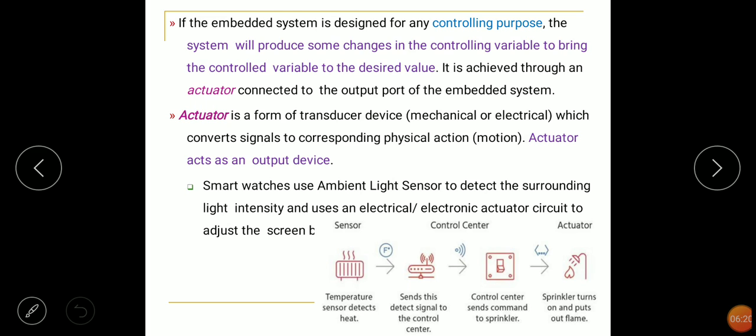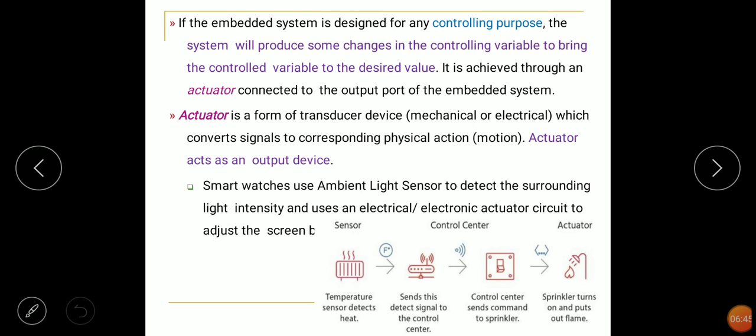Here the temperature sensor detects heat and sends this detected signal to the control center. Control center sends a command to the sprinkler. Sprinkler turns on and puts out the flame. So this is another example, for temperature detection. According to the temperature detection, the actuator is going to take the action.